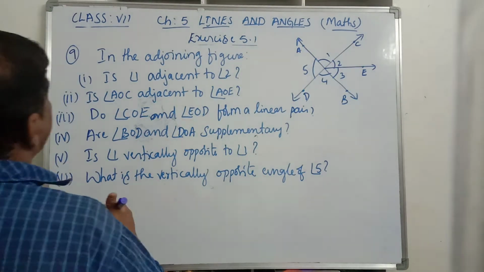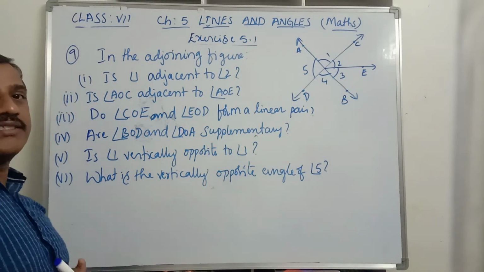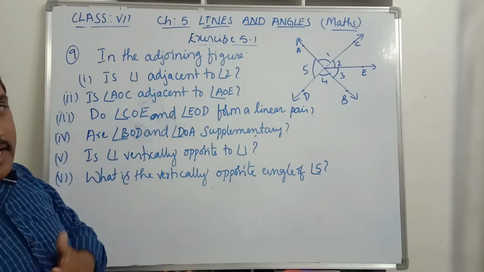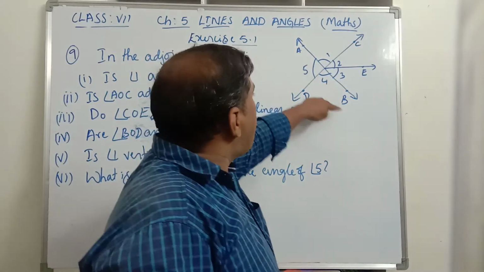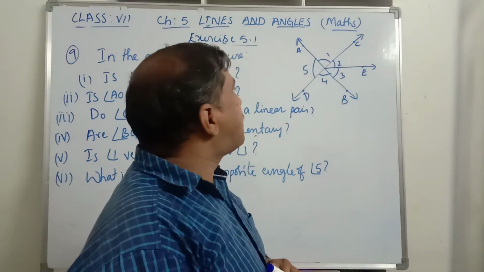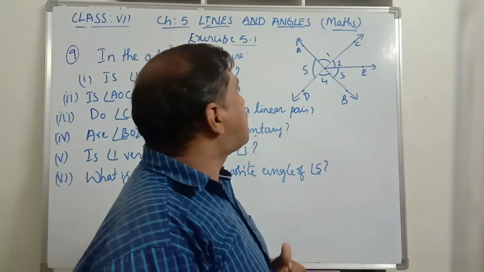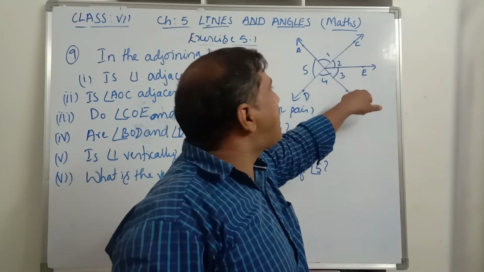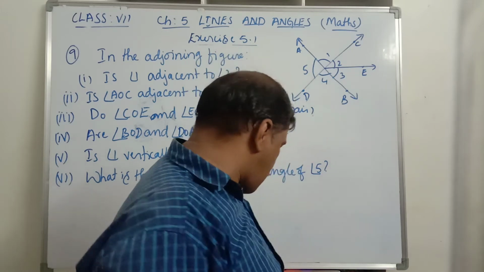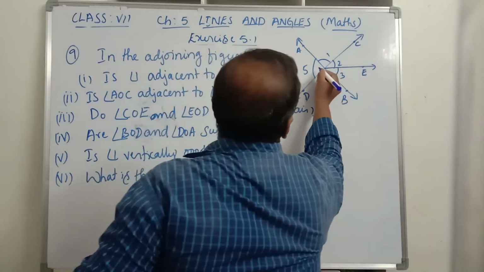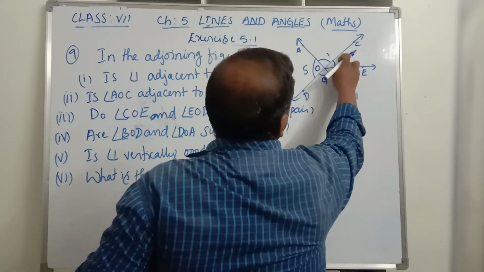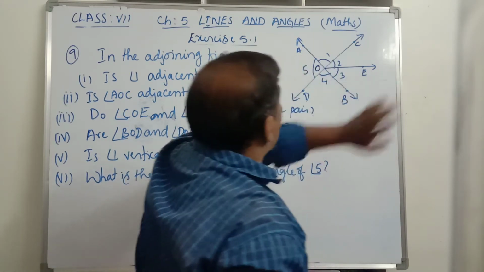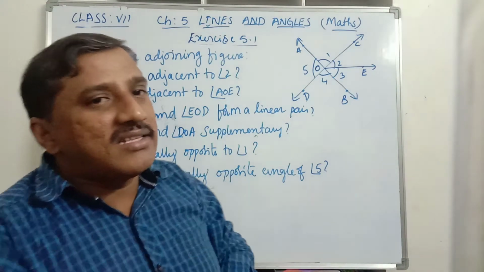Now we'll discuss question number 9 from exercise number 5.1. In the adjoining figure, AB and CD are two lines intersecting at one point O, and OE is the ray which divides the angle BOC. This whole angle is divided into two angles, 2 and 3, by OE. So in total 5 angles are there.